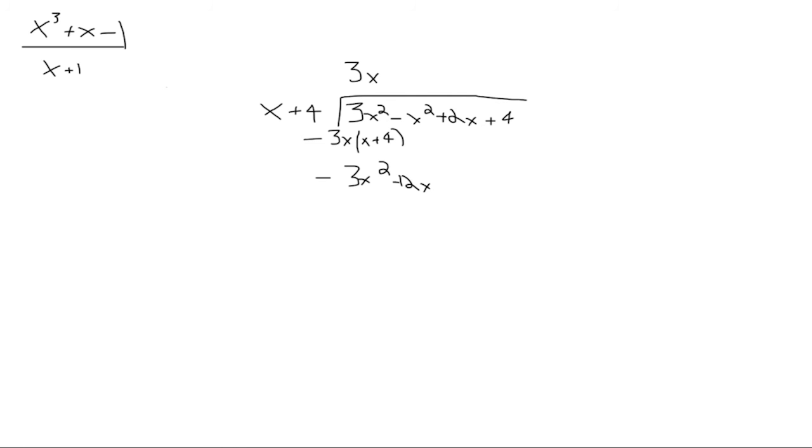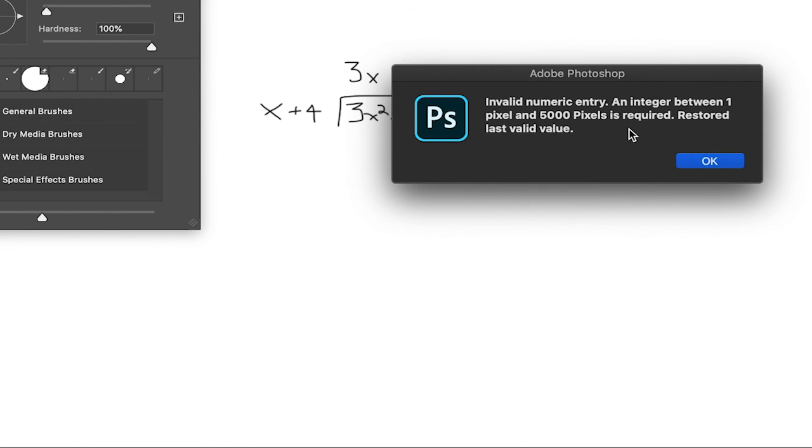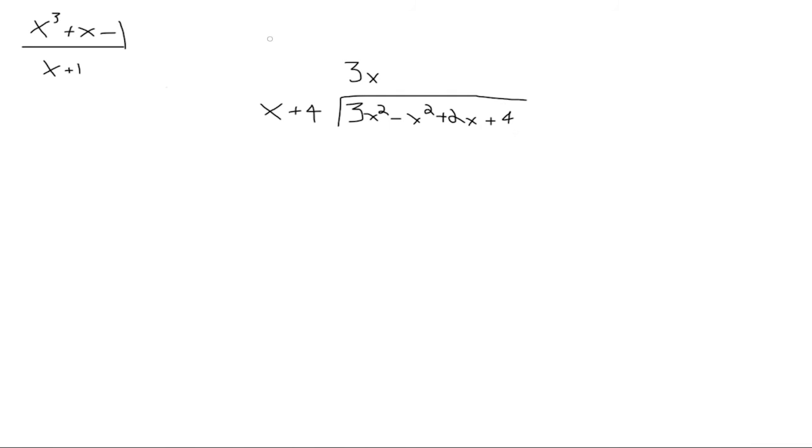Oh, shoot. Okay. Sorry. I just made a mistake when I was writing out this question. Sorry. What I meant was 3x cubed minus x squared plus 2x plus 4, and we're dividing it by x plus 4.